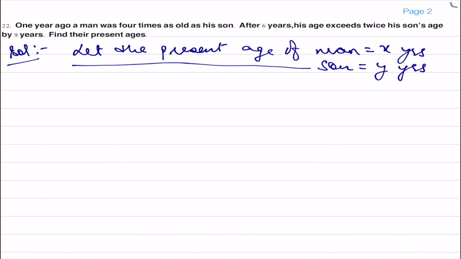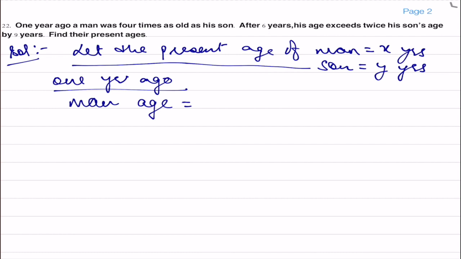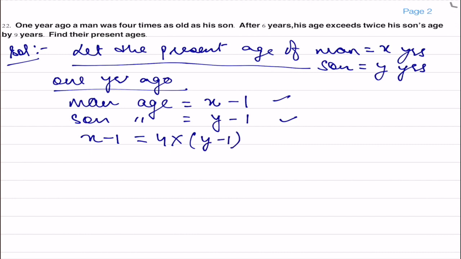Now the question starts from 1 year ago. So 1 year ago, what is the man's age? If present is x, then 1 year ago means previous, so it's x minus 1. We will subtract for ago and add for after or later, and the son's age is y minus 1. Now we will apply the condition to these two ages. They said 1 year ago the man's age, x minus 1, was 4 times the son's age, y minus 1. So the equation becomes x minus 1 is equal to 4y minus 4.